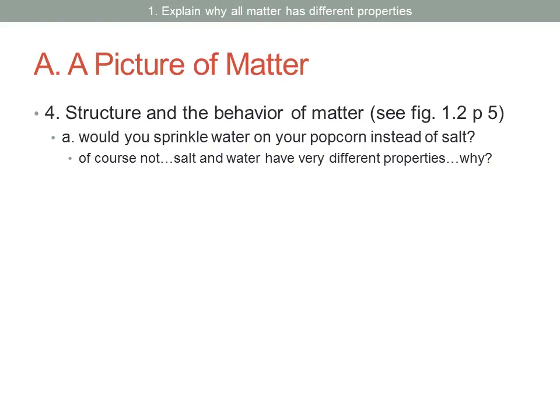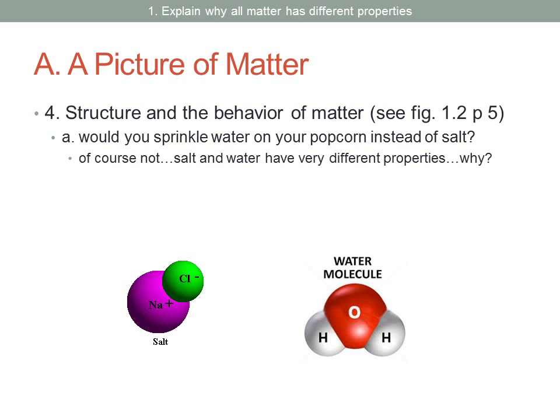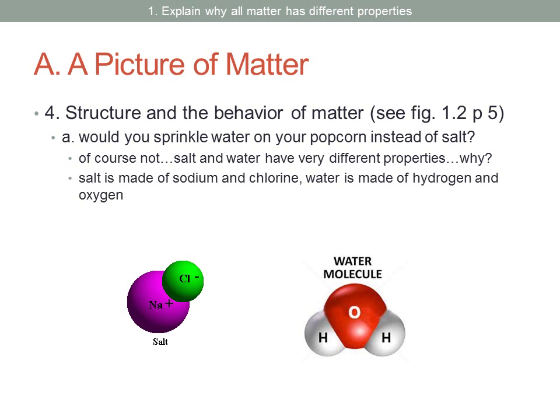Now the question is why? Why is it that salt and water have different properties? Well, simply looking at a model or a schematic of the two substances would tell us why. Salt is made of sodium and chlorine. Water is made of hydrogen and oxygen. So that gives them very different properties because they're made of different things.